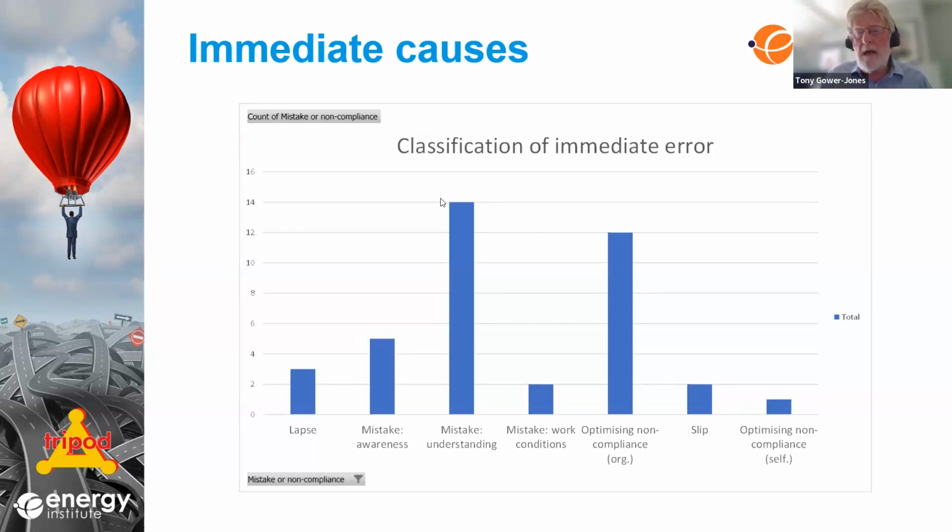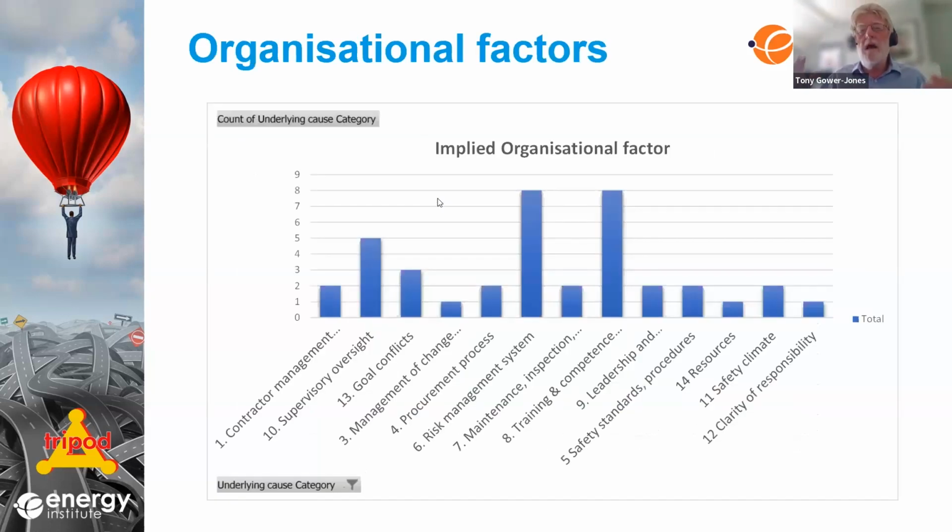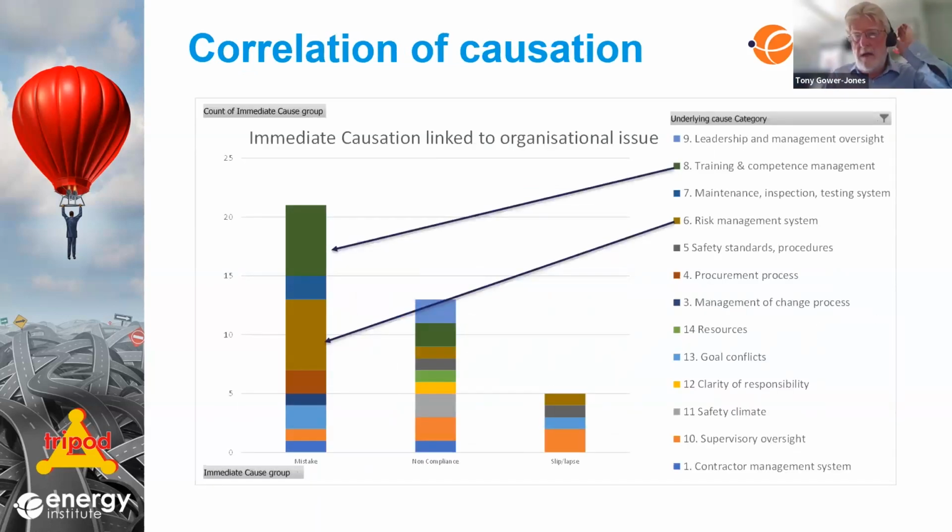You can do exactly the same by taking the underlying causation and saying, what's the most common underlying cause? And here we see training and competence and risk management systems. The way that you do risk management is the way that you actually create the conditions where people are making mistakes, are making errors. The smart thing you can then do is, because of the linear linkage on the barrier level straight through immediate cause to underlying cause, you can say what underlying causes created what types of immediate causes, and then you can come up with slightly more information.